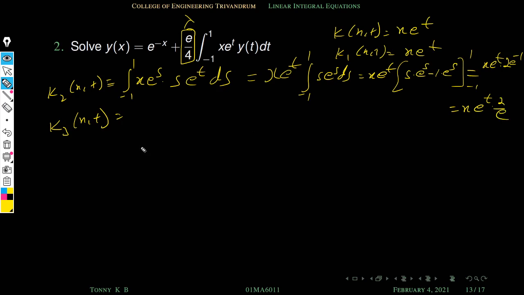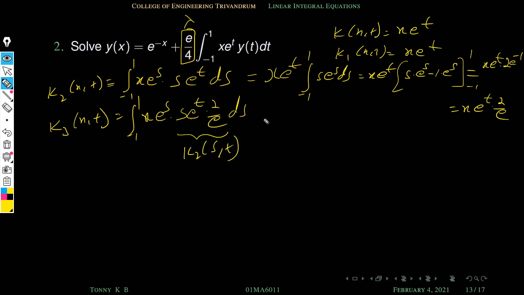Okay. Similarly, we can find K3. K3 is integral minus 1 to plus 1 K(x,s), that is x e raised to s into K2 of (s,t). What is K2 of (s,t)? What is the second part of this integral? It is s e raised to t into 2 by e, right, because this is our K2. So K2 of (s,t), not K2 of (x,t). This is actually K2 of (s,t).